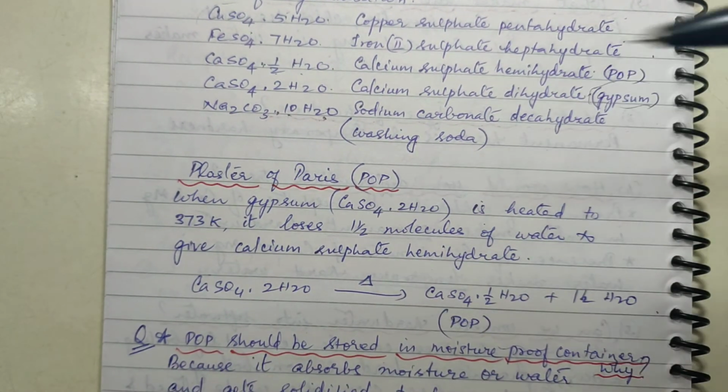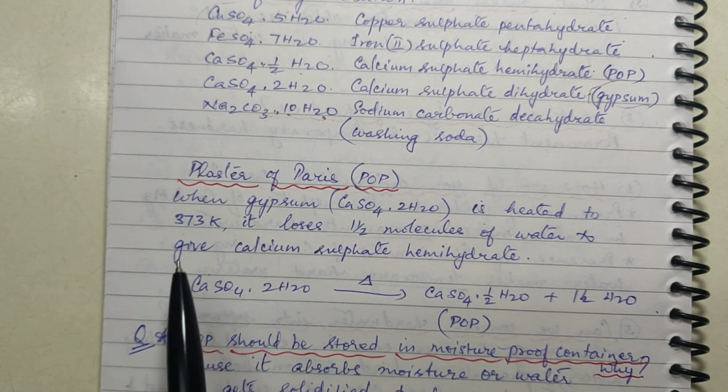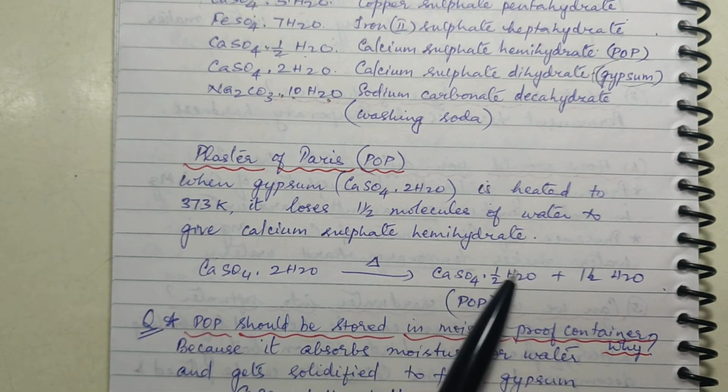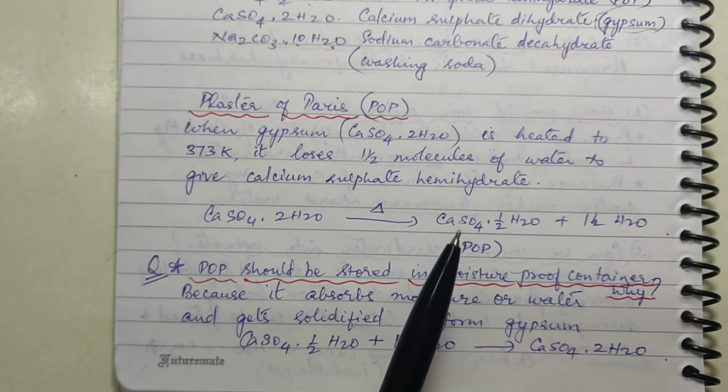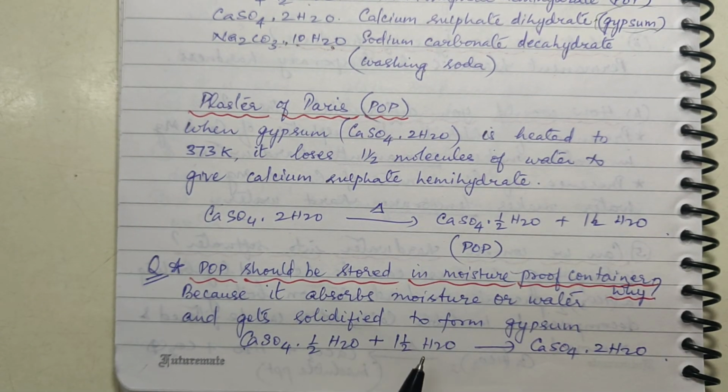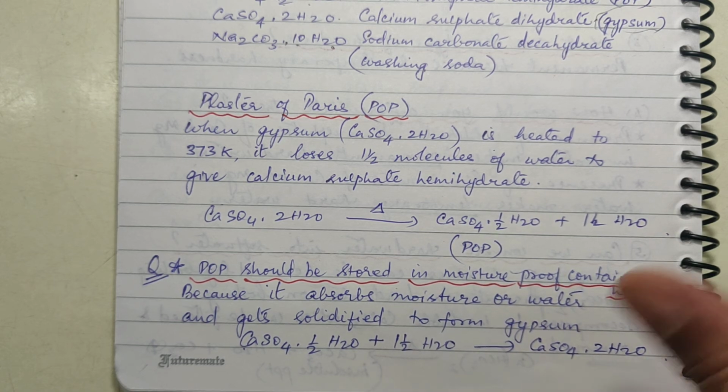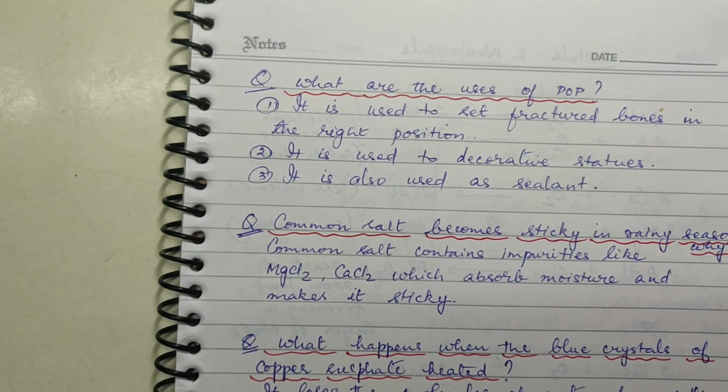And then you have plaster of Paris. How do you prepare it? By heating gypsum to a temperature of 373 Kelvin, POP is formed. Okay, and POP has to be stored in moisture-proof containers. Why? Because if it comes in contact with moisture, it will again get converted into gypsum. Then you won't be able to use it as POP.